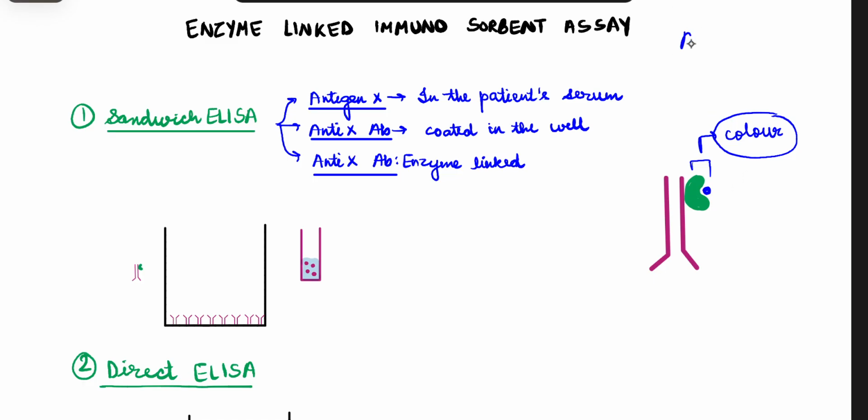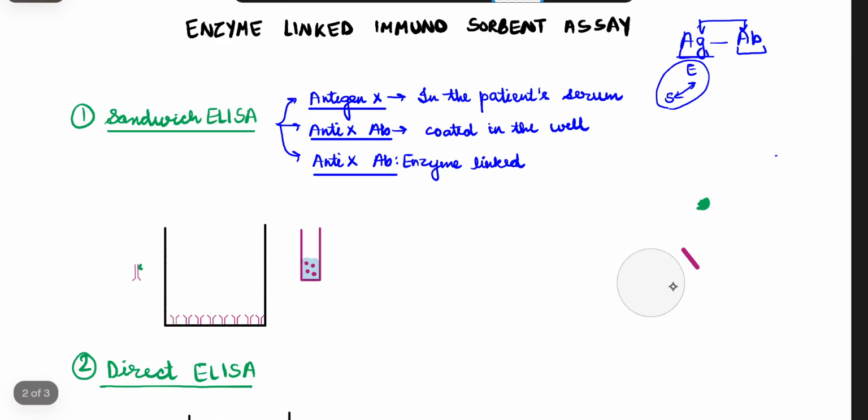So the main principle of ELISA lies behind the antigen and antibody interaction, and either of them will be having an enzyme, and when we add the substrate to this enzyme, the color will be produced, and it would be produced only if this antigen is attached to this antibody. Otherwise this would have been washed off. So washing is also very important in ELISA.